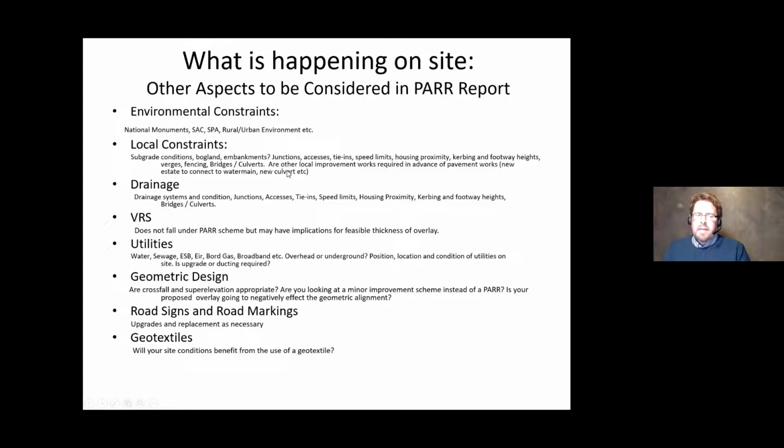And again, be conscious of local improvement works required in the area in advance of the works. So a developer just got planning permission for a 400 house estate at the north of your works. Is that going to have to be connected to the water main in the next 2 years? Are you being premature doing your works before he's connected up and has cut through the road 20 times?